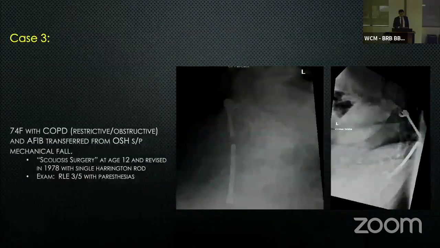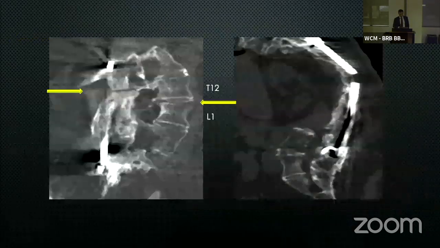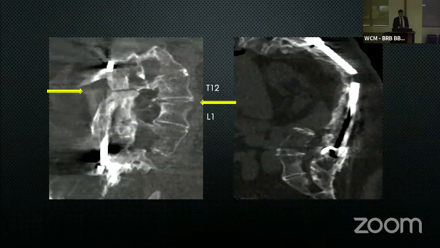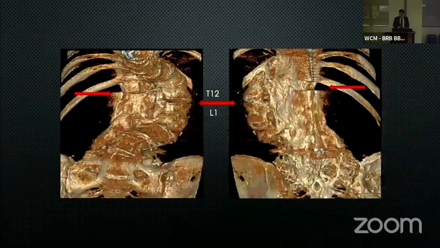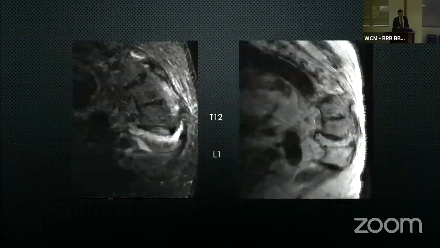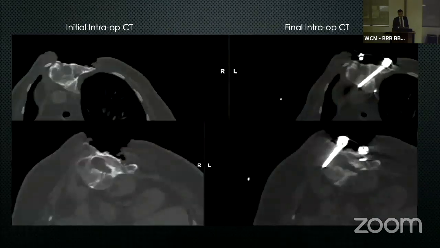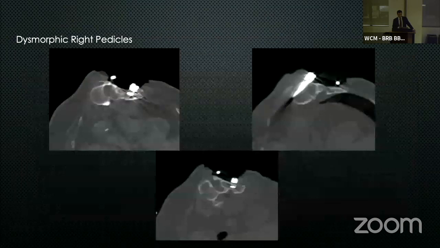This last case is simply to illustrate a case that I did right at the beginning when I first started, about 3 years ago. When I first got back here, it was in summer. Patient fell. She had a previous scoli correction at the age of 12, really severe deformity, no recognizable anatomy. She had a T12-L1 3-column fracture, and we took her in and opened up, and really there were no recognizable landmarks. This was just a large sheet of bone. So in order to get any fixation here, navigation was absolutely critical.